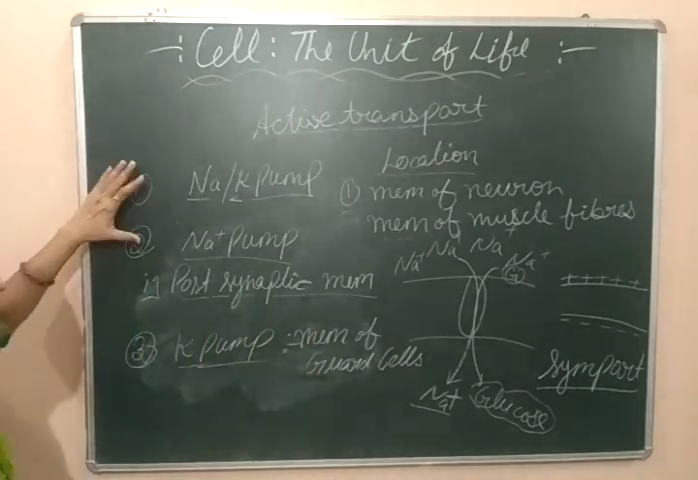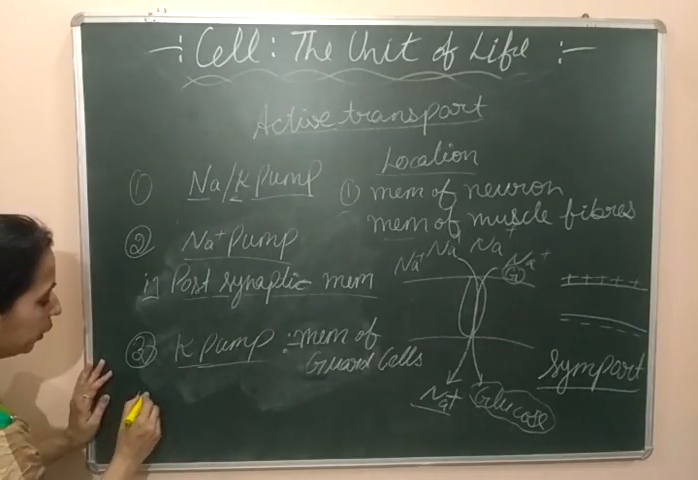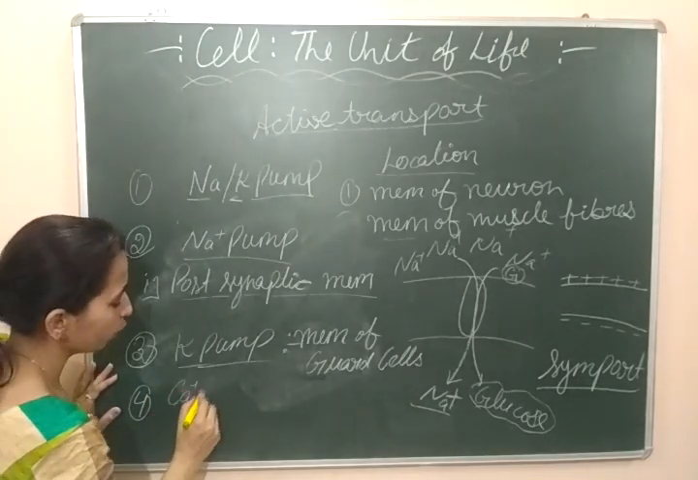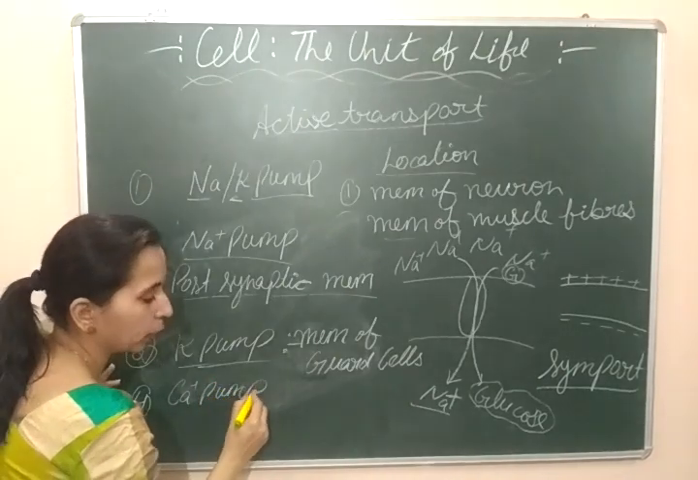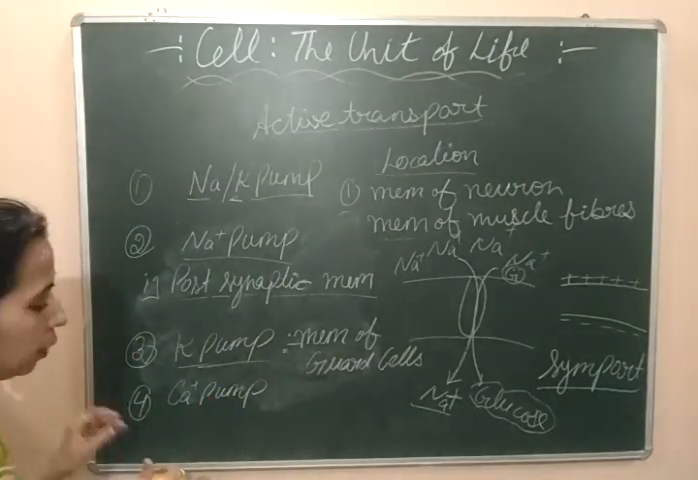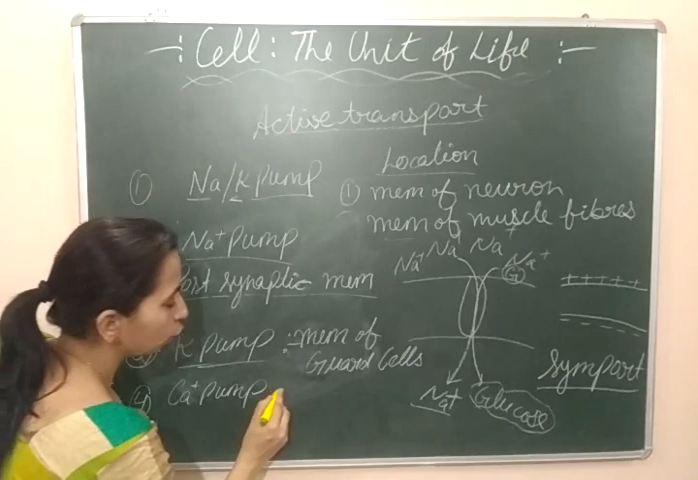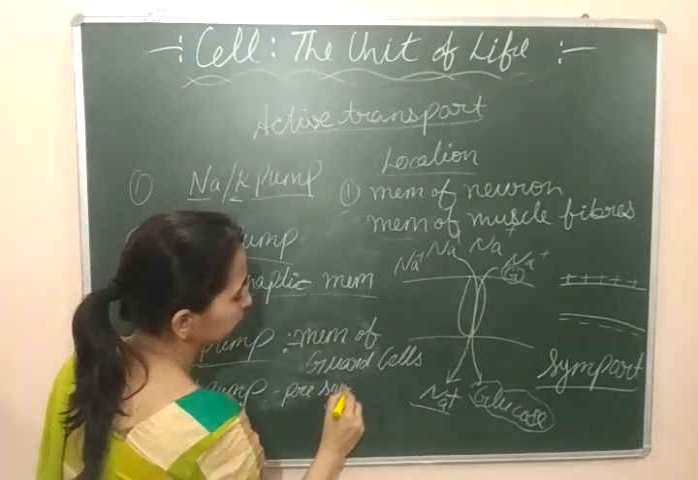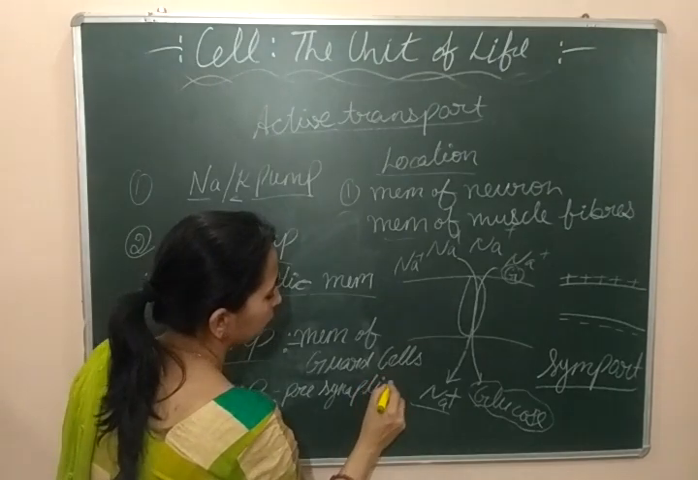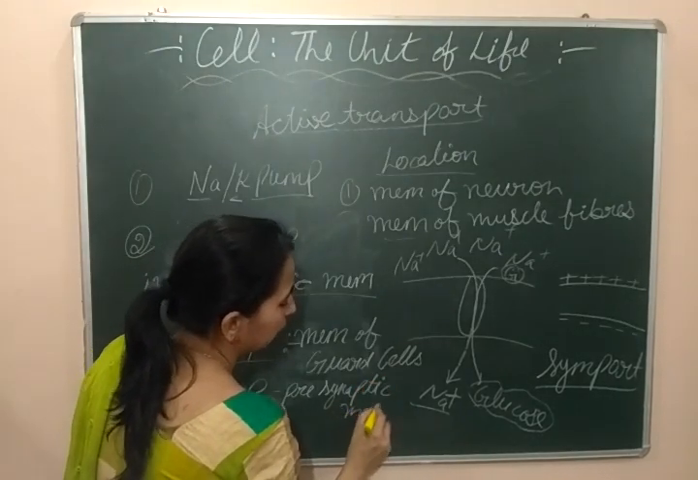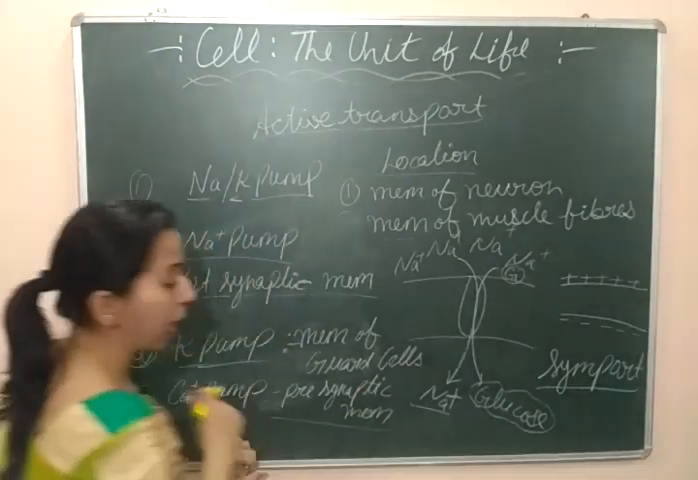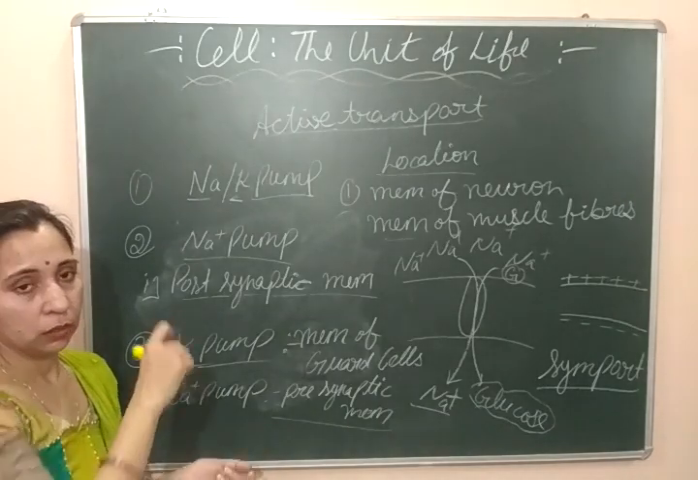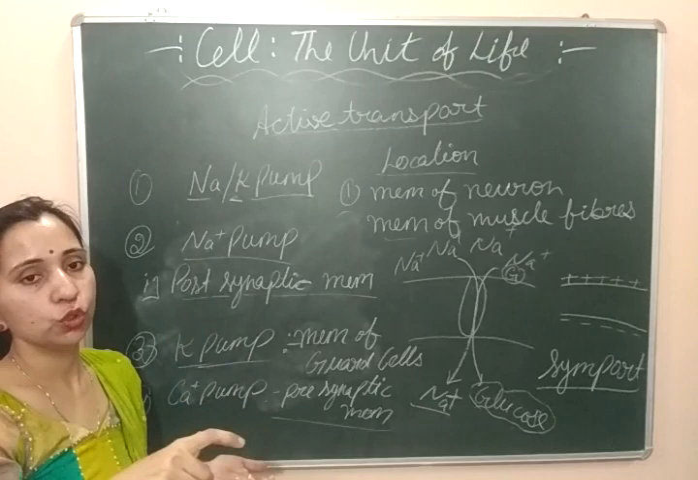Here we discussed three types of pump. One more needs to be explained here, that is the calcium pump. These calcium pumps are present at the site of the presynaptic membrane, and the presynaptic membrane means the end of the axons, at the time nerve impulses are transmitted from axon to dendrites.